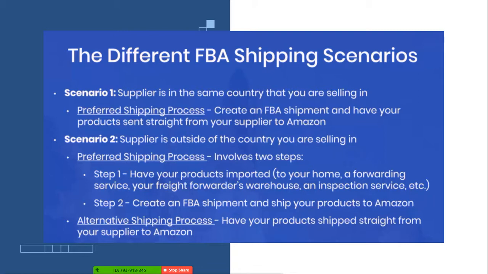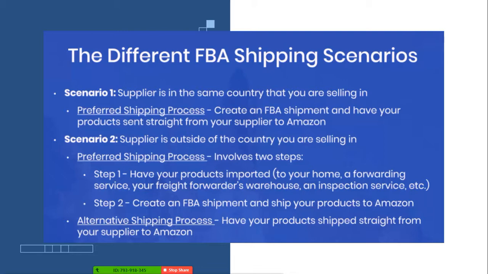Okay. Now, the different FBA shipping scenarios. Scenario 1, supplier is in the same country that you're selling in. Preferred shipping process: create an FBA shipment and have your product sent straight from your supplier to Amazon. Scenario 2, supplier is outside of the country you're selling in. Preferred shipping process involves 2 steps. Number 1, have your products imported to your home, your family in America, or a forwarding service, your freight forwarder's warehouse and inspection service. Okay. Now, step 2, create an FBA shipment and ship your products to Amazon.